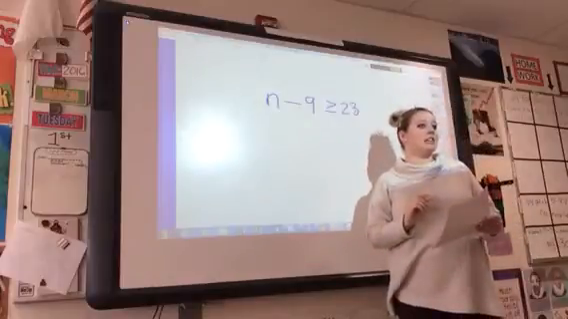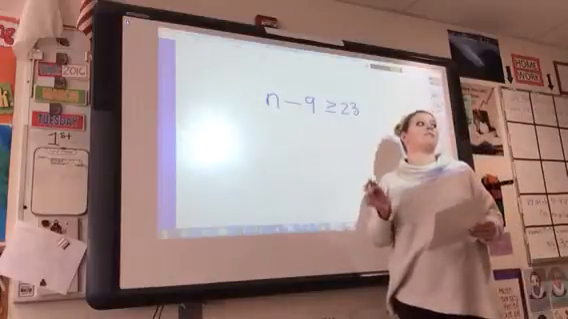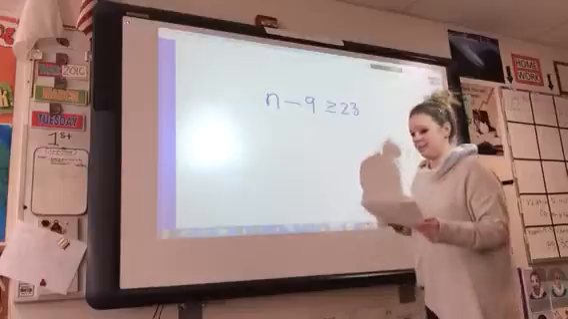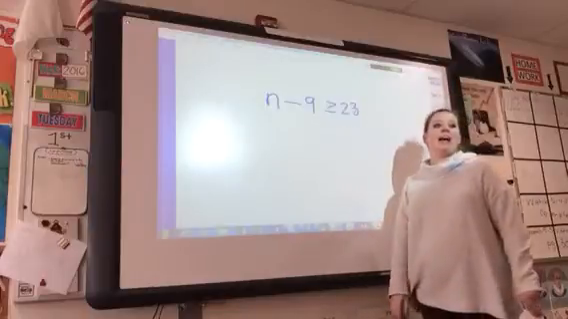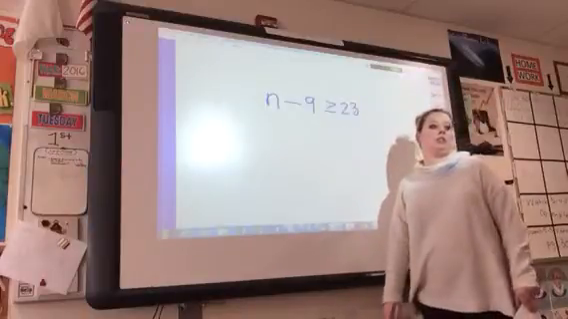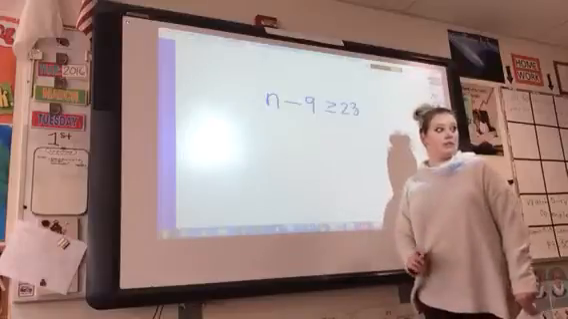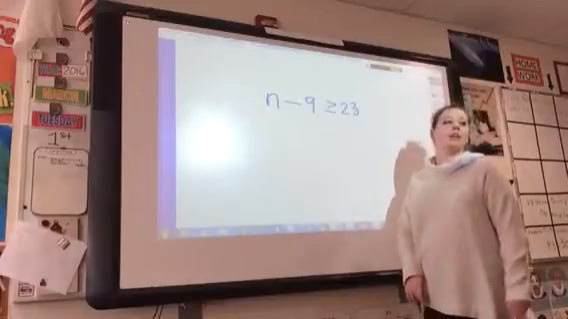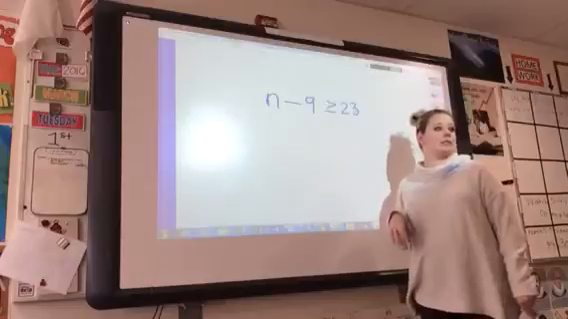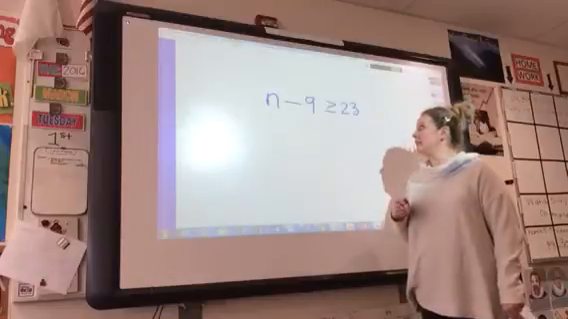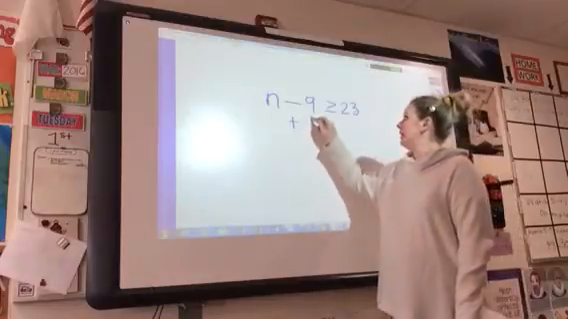So some of us, I think we need to focus on what words mean which symbols here, okay? Because that's important. So when it says at least, it's greater than or equal to, because that's the lowest it can be. So think about it like that. Now, if I'm solving for this, that's pretty simple. What do we do to get n by itself? Add 9. Just add 9.